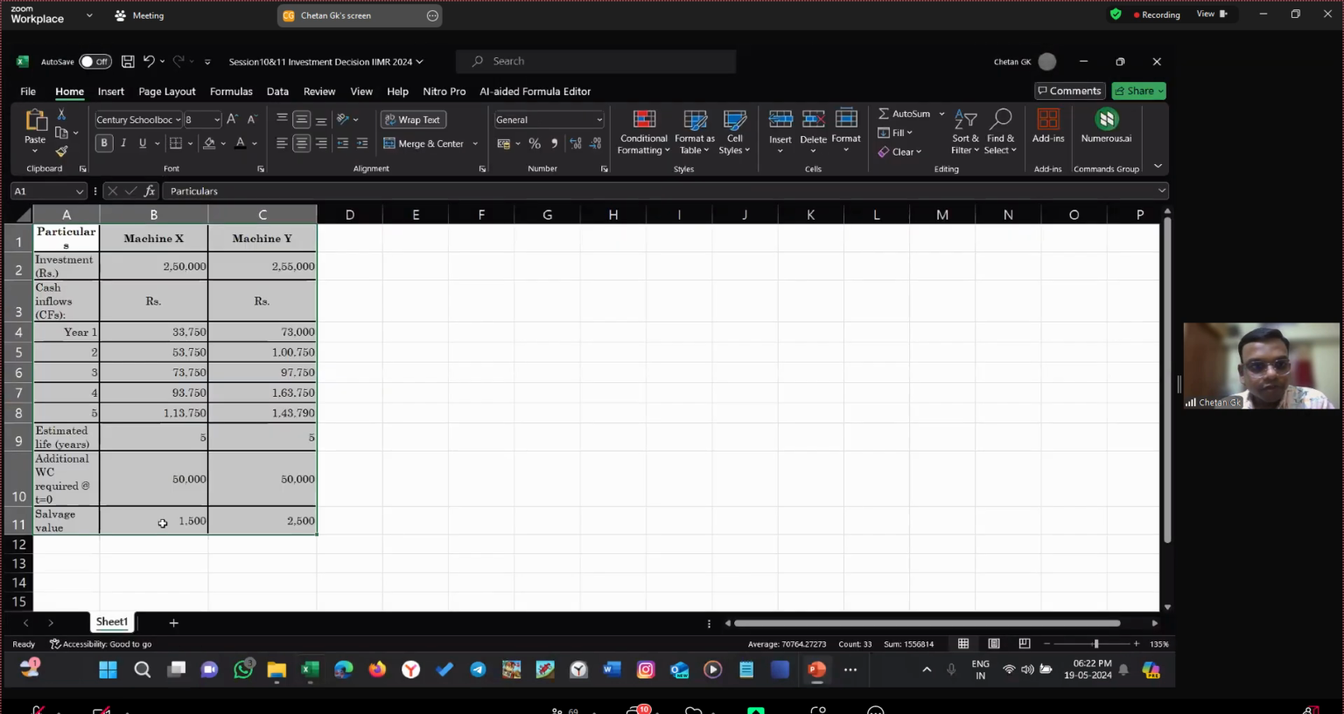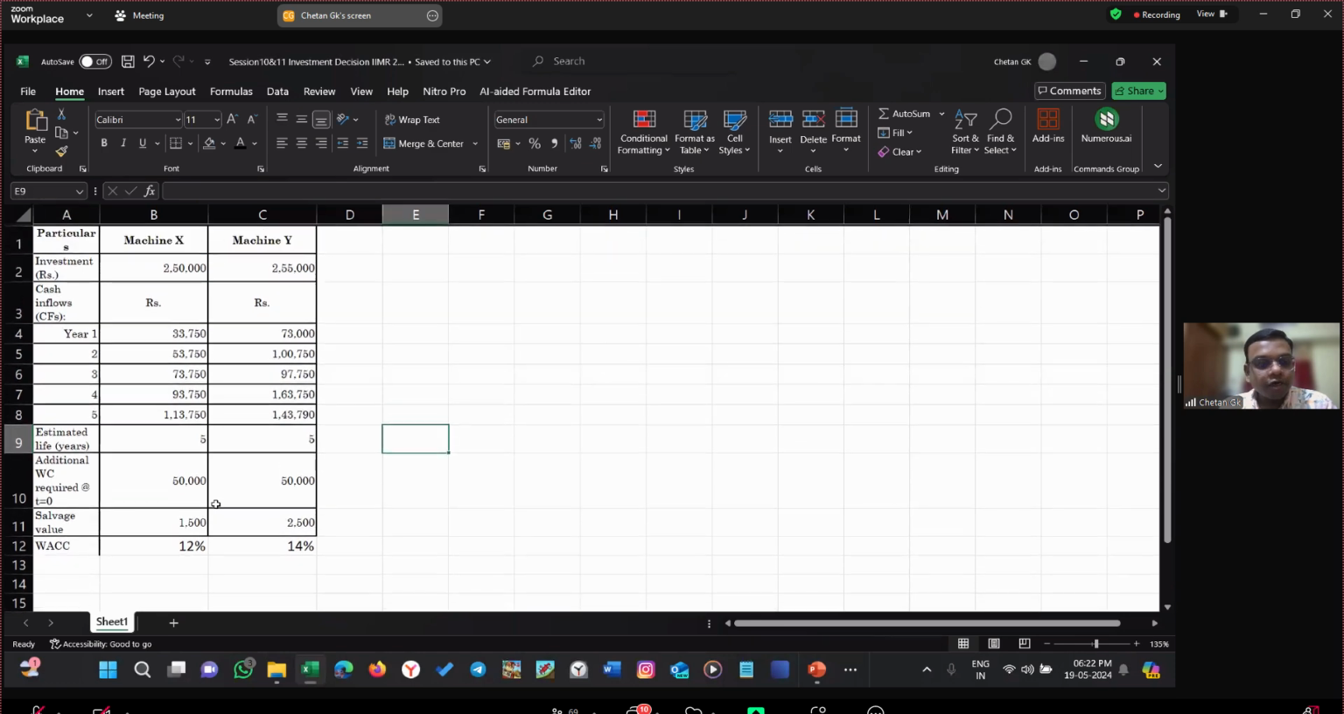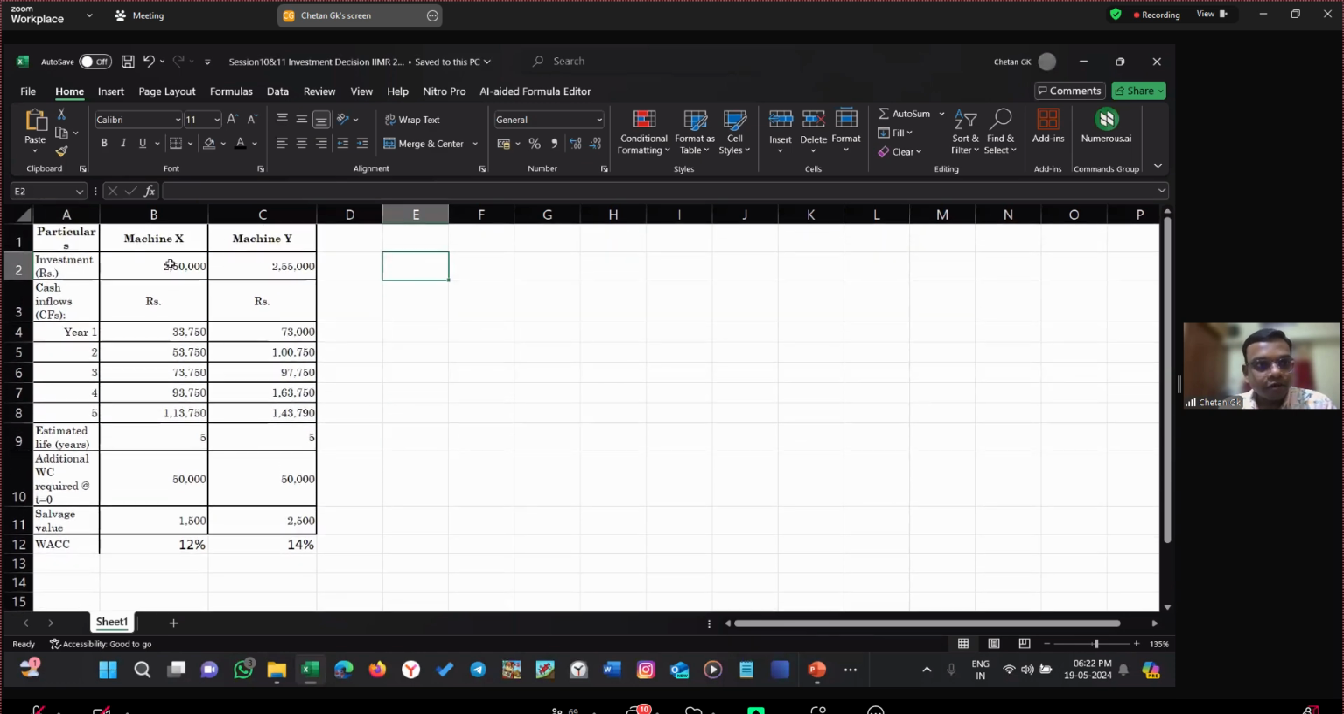So 12% and 14%. WACC is 12% and 14%, given in the problem only. I am not doing anything here. Okay, so let us go and do it for machine X now.